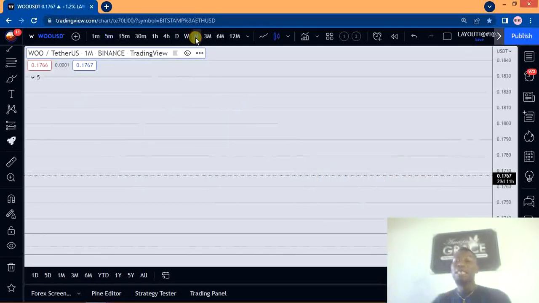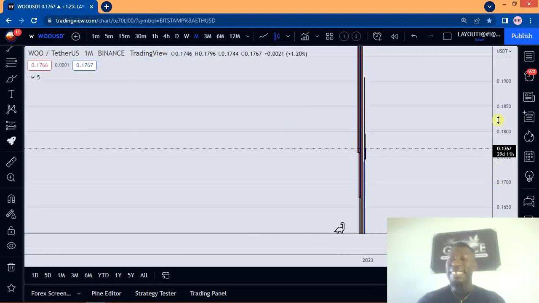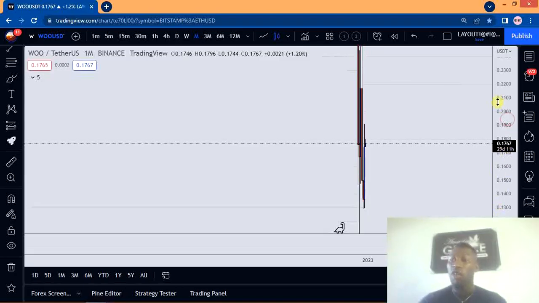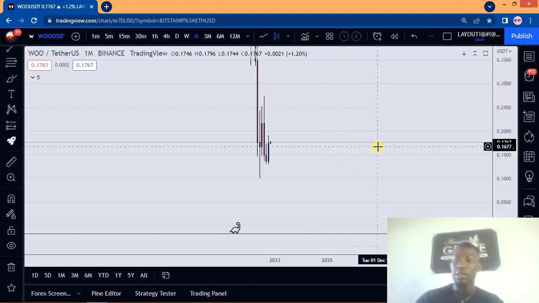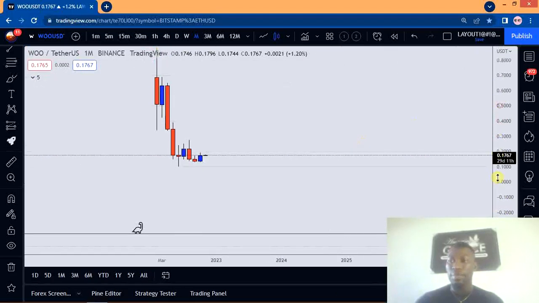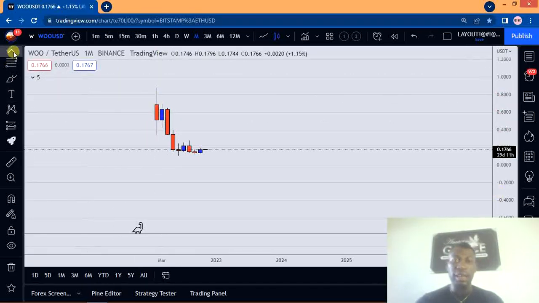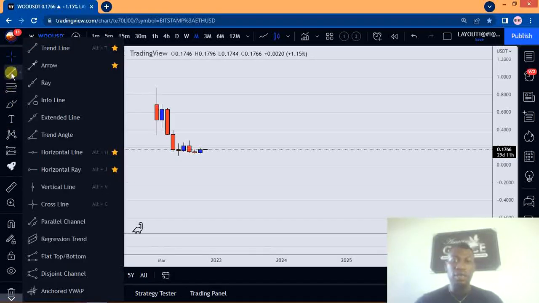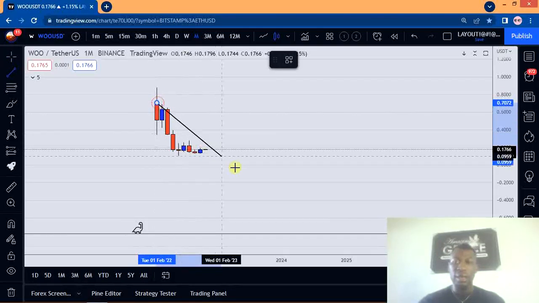The essence of the monthly time frame is for us to see the exact direction of the asset. Now, in the monthly time frame, let's open this. We'll just get our trend line, and we draw our trend line from here like this, down.